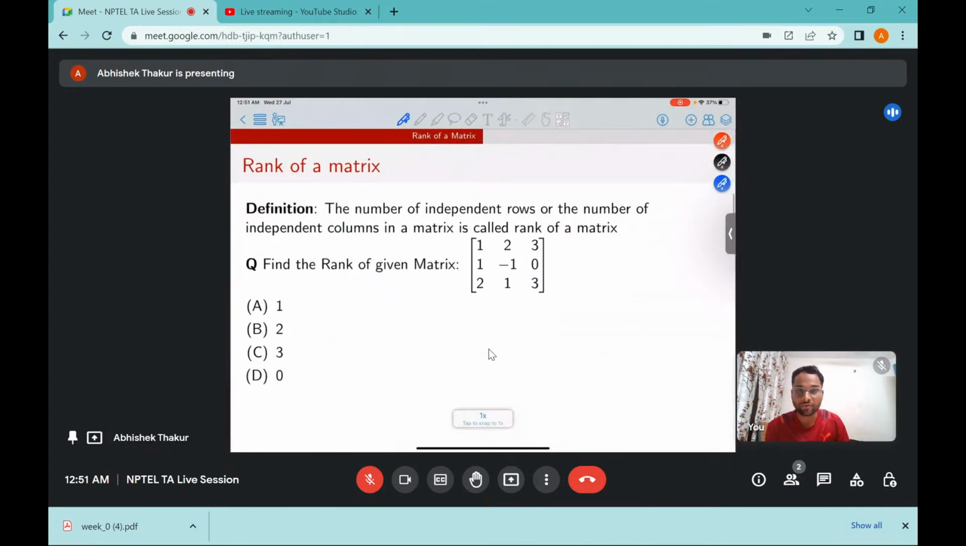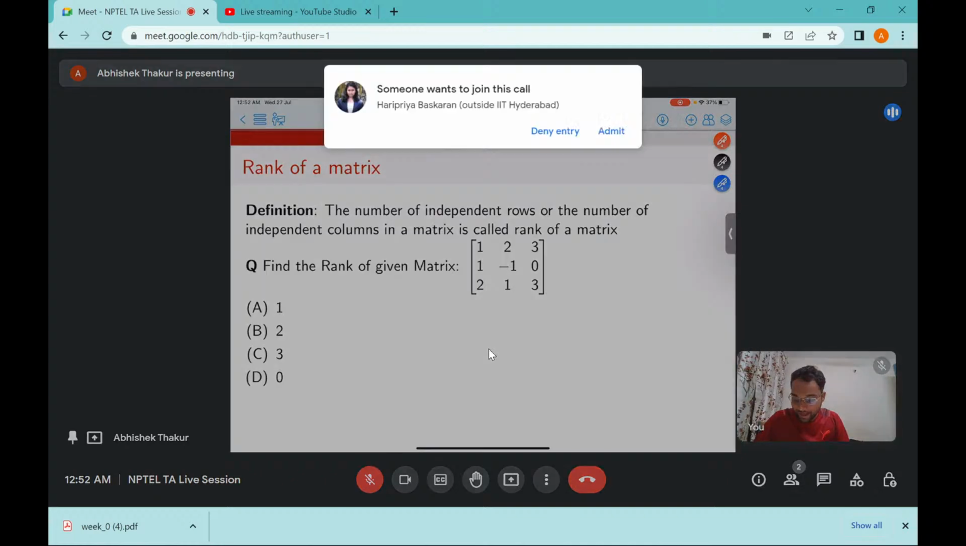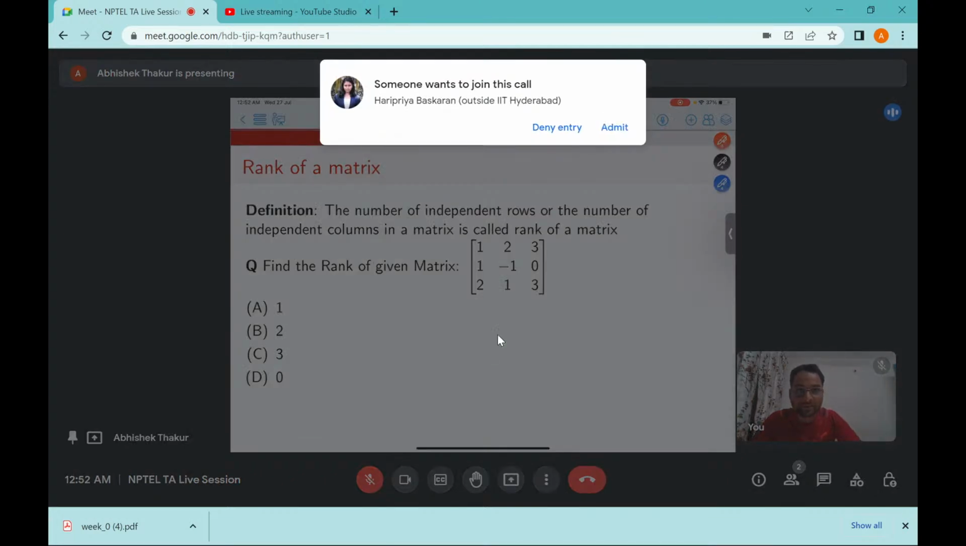So coming to the rank of a matrix, the definition is the number of independent rows or the number of independent columns in a matrix is called the rank of a matrix. Given here our matrix 1 2 3, 1 minus 1 0, 2 1 3, we have to find the rank of this matrix.